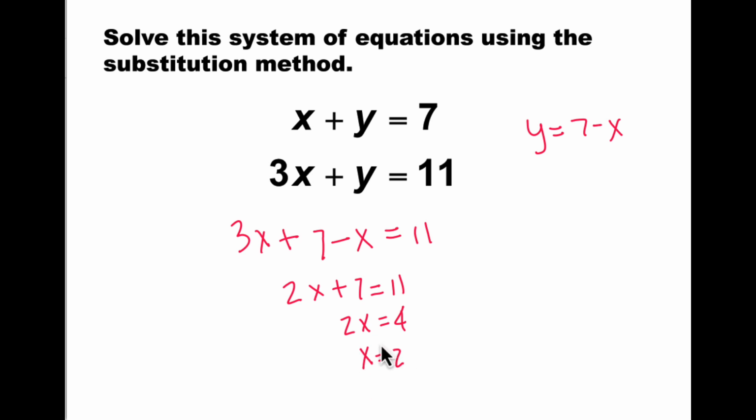Now we take this value of 2 and plug it into the first equation. So we get 2 plus y equals 7. Subtracting 2 from both sides, we get y equals 5. So the solution to this system is x equals 2 and y equals 5.